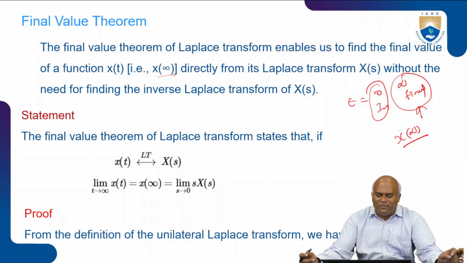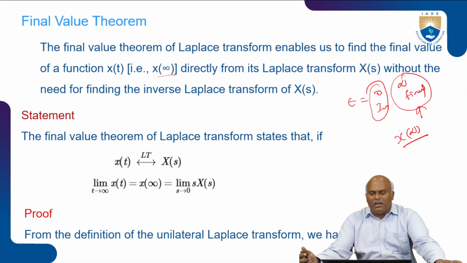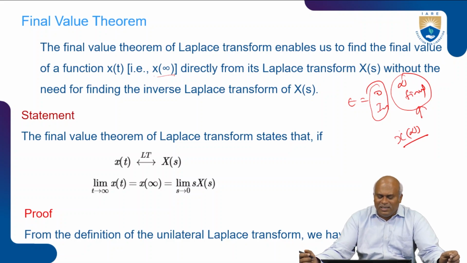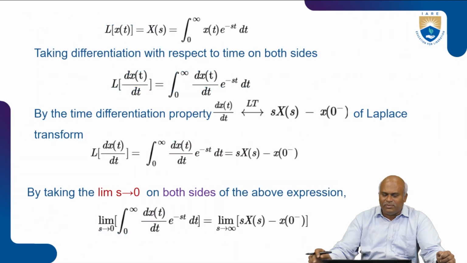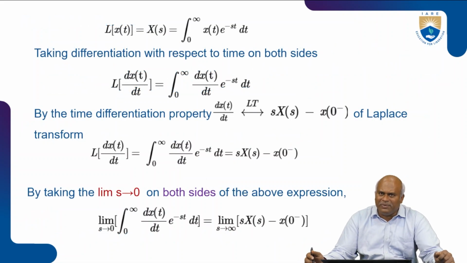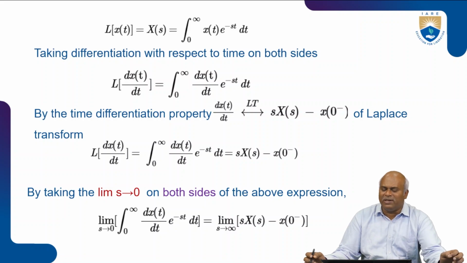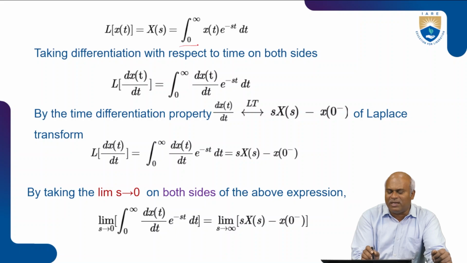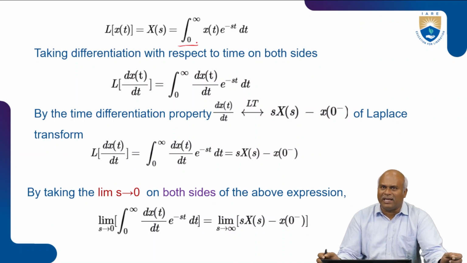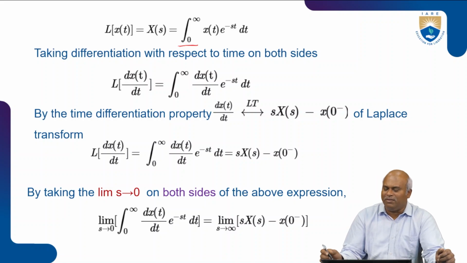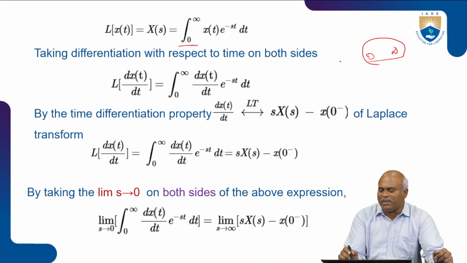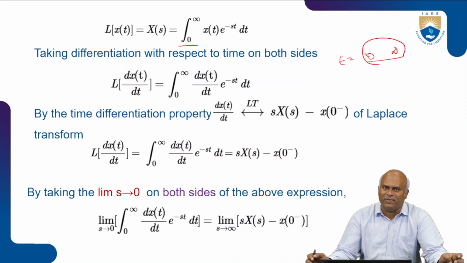From the definition of the final value theorem, using the unilateral Laplace transform, we use the Laplace transform of x(s) equal to the integral from 0 to infinity of x(t) e^(-st) dt. So this one is represented as a unilateral transform. The unilateral transform we already discussed in the initial value theorem. So the time starts from 0 to infinity only.